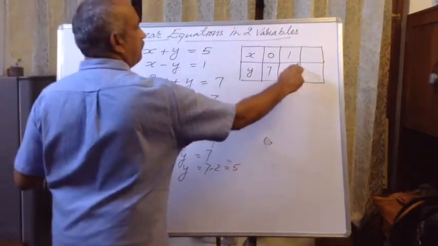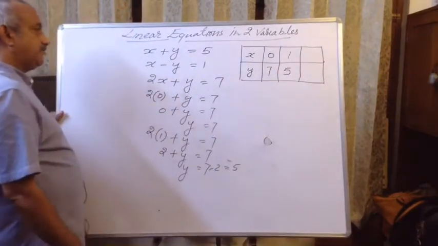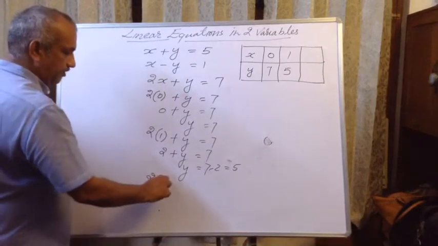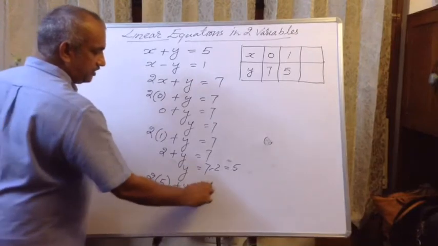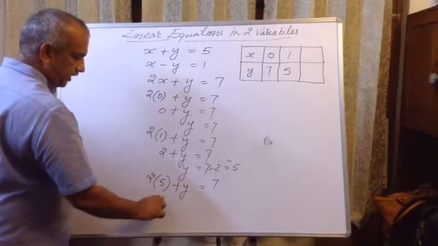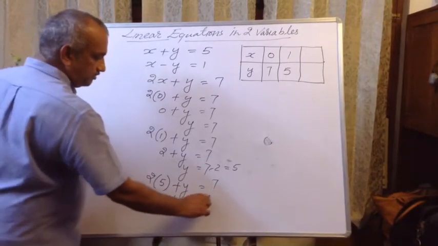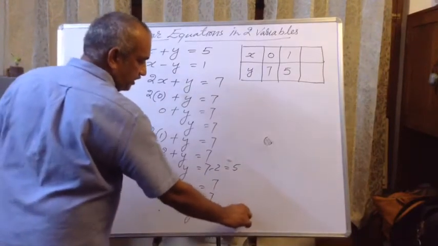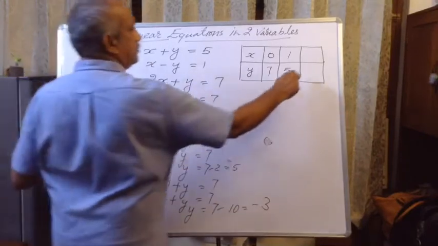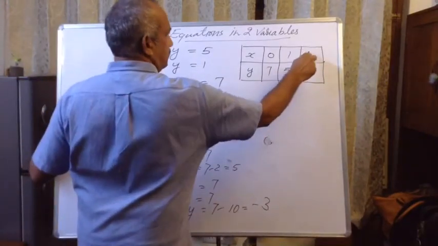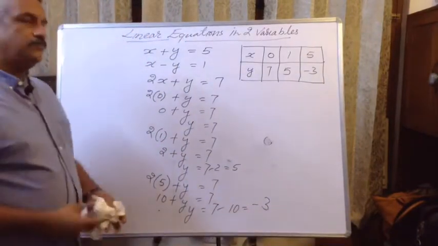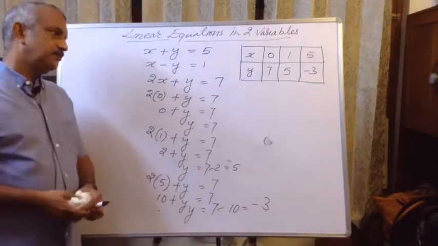Second one. Now put any value for x. Suppose I am putting 5. 2 into 5 plus y is equal to 7. 10 plus y is equal to 7. y is equal to 7 minus 10, which is minus 3. So if x is 5, y is minus 3. Like this we can find any number of solutions.